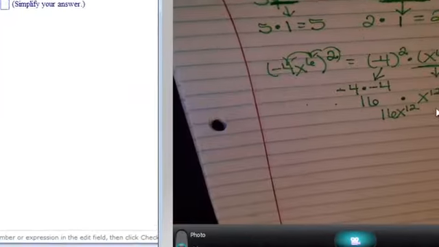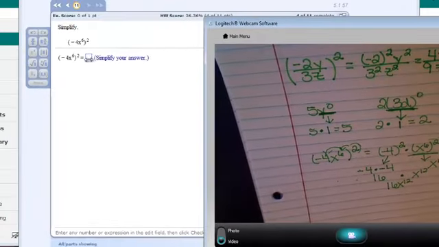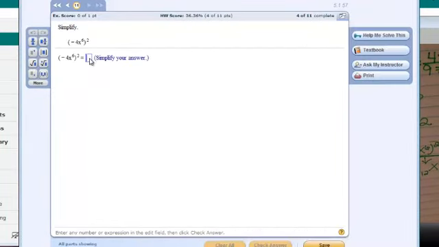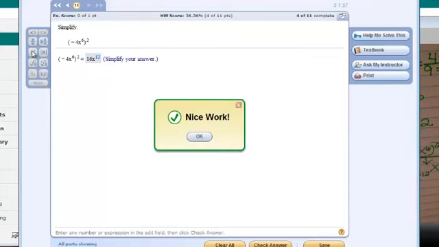So let's put that in and see if we get the right answer. We have 16x, and then we have to click our exponent button, 12th, hit enter, we got it right.